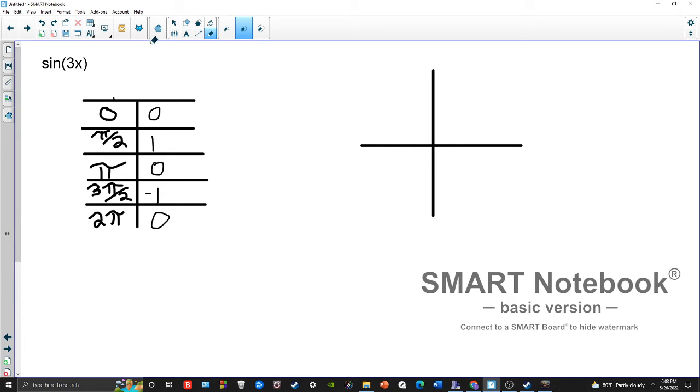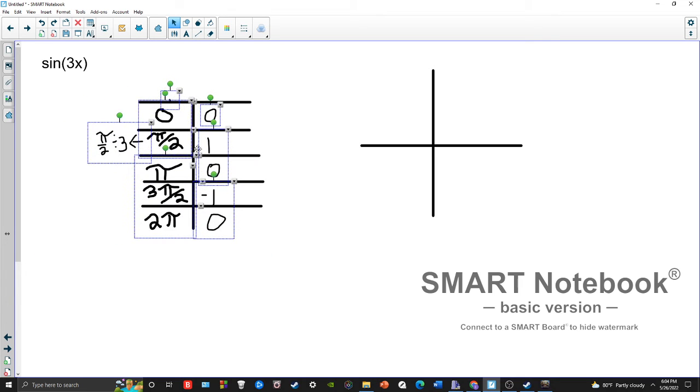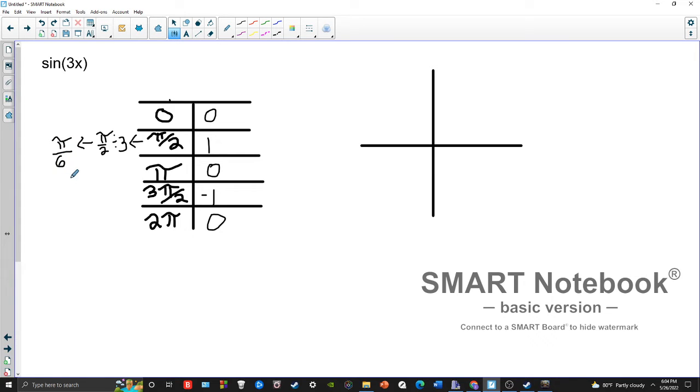And what that entails is basically doing the opposite of what's been done to your theta. So in this case, and again, I know I have an x in there, but imagine it's a theta. I'm multiplying the theta by 3, right? Which means that I'm going to take pi over 2 and divide it by 3, which will give me pi over 6.